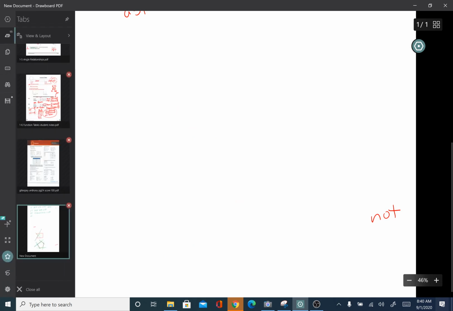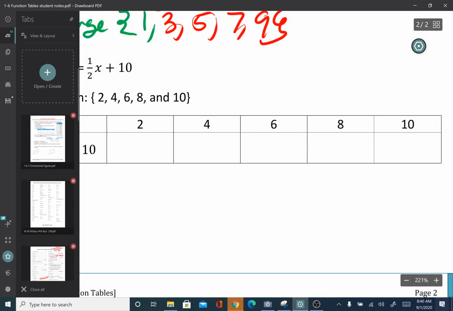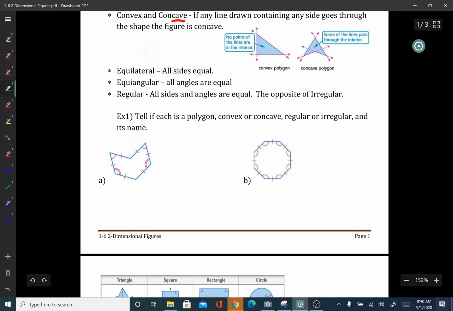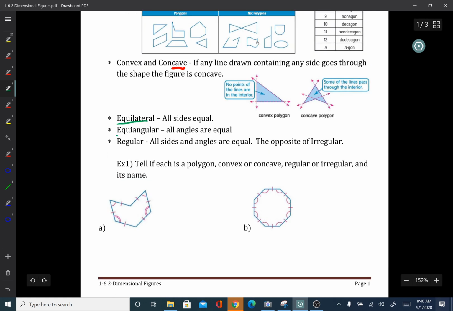So that's another way to identify when you have one or the other. All right, convex, concave, equilateral, all the sides are equal. That's this one here. Equiangular, all the angles are equal. And then regular means all the sides and all the angles are equal, all right?